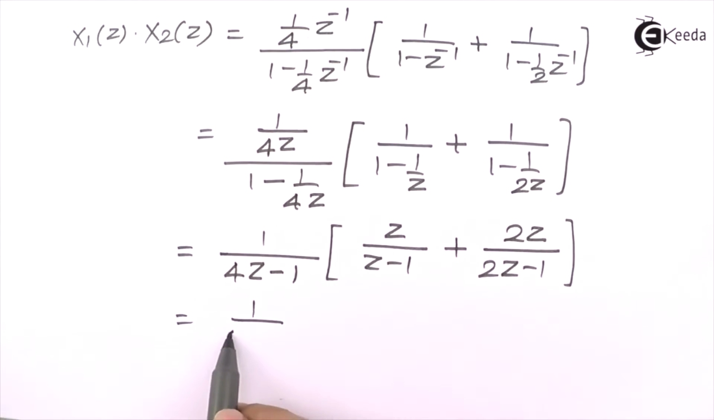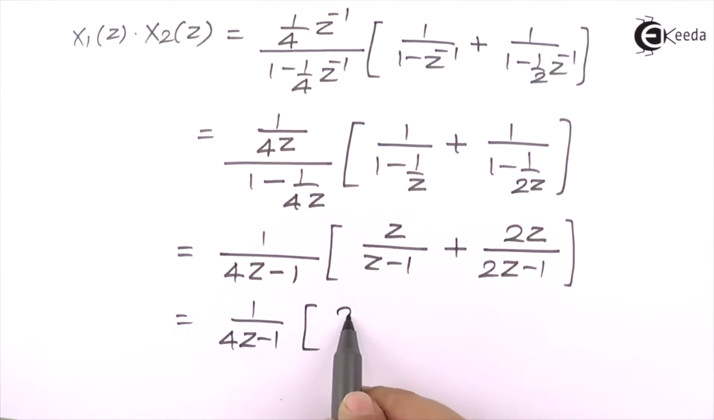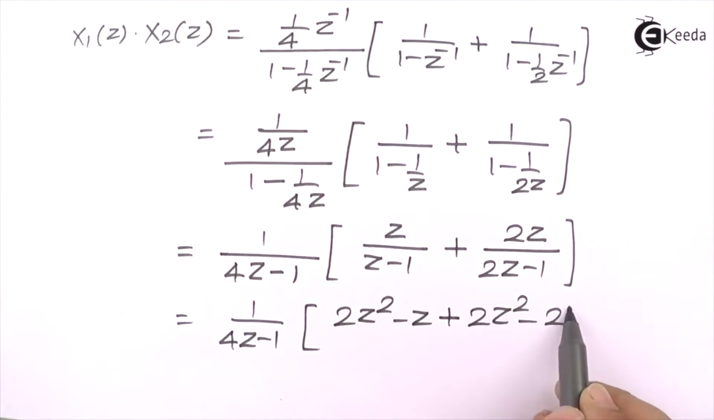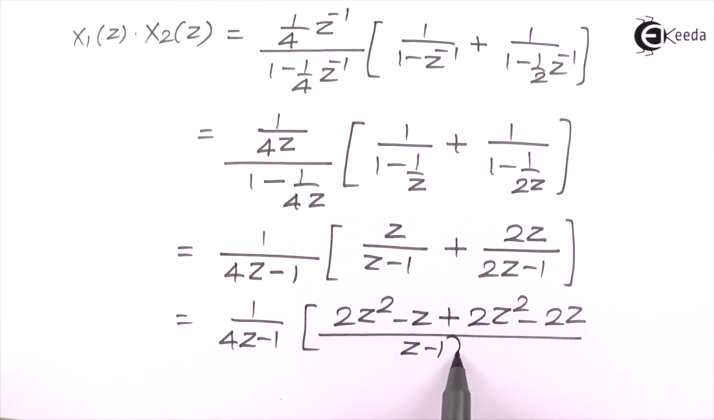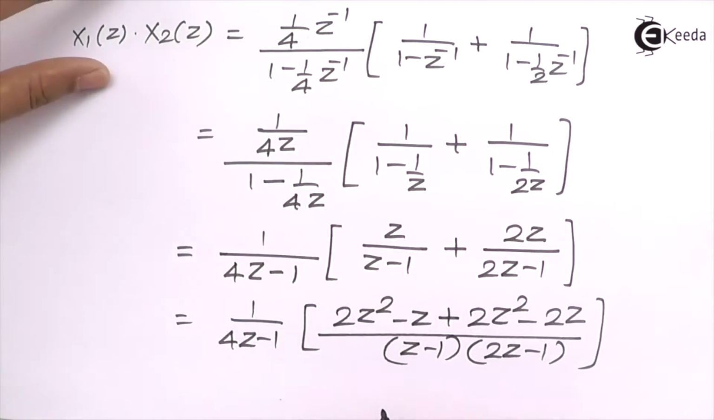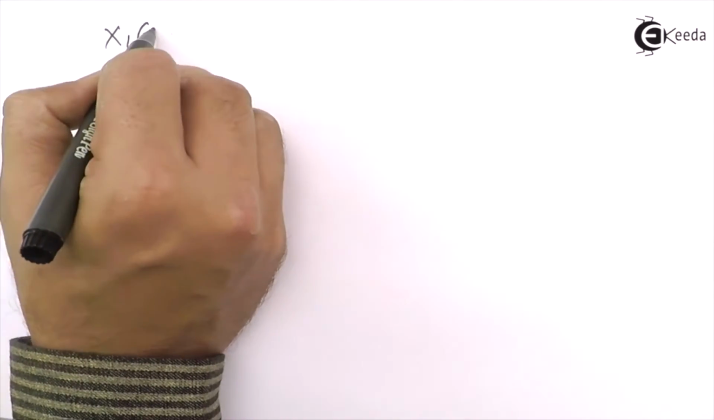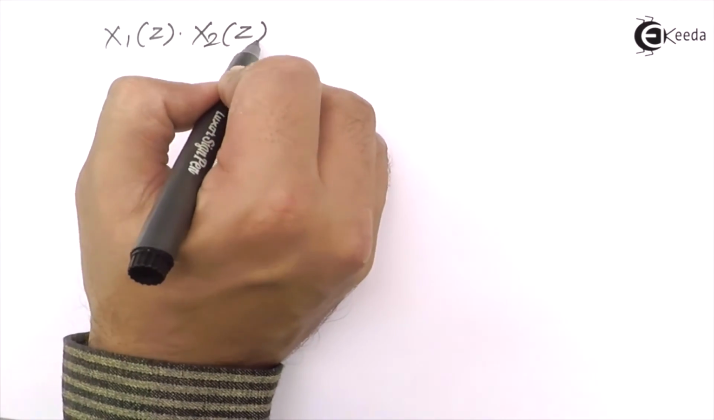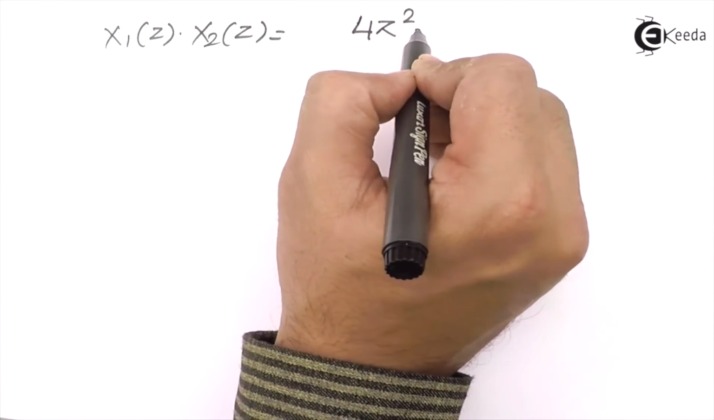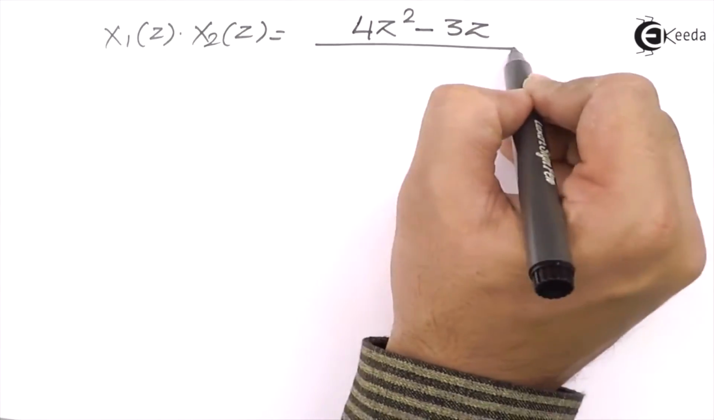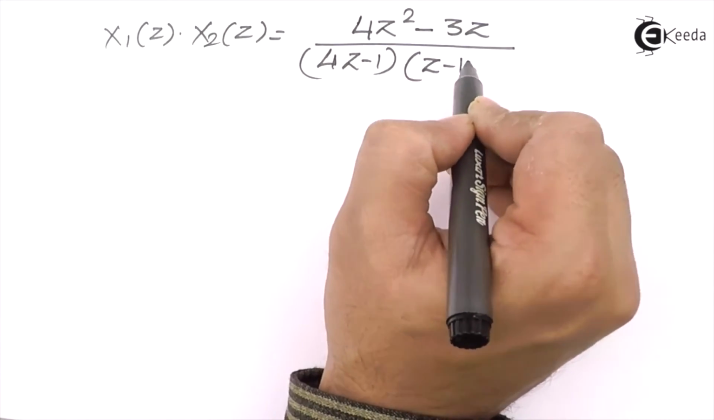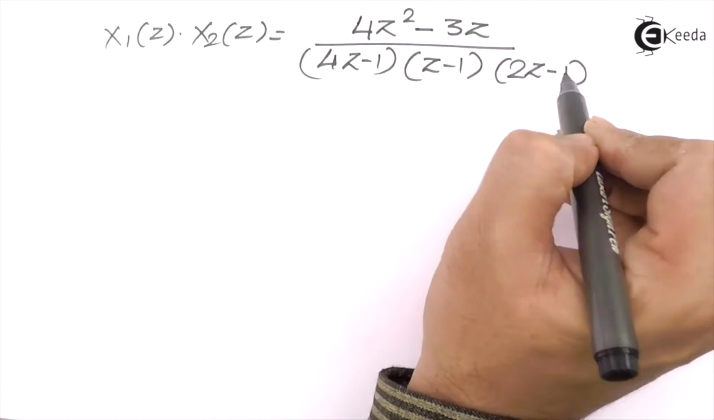Let's solve this. So if we simplify, we will get x1(z) into x2(z) as (4z² - 3z) upon (4z - 1)(z - 1)(2z - 1).